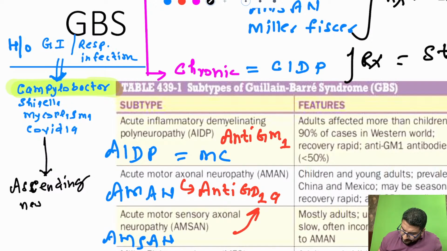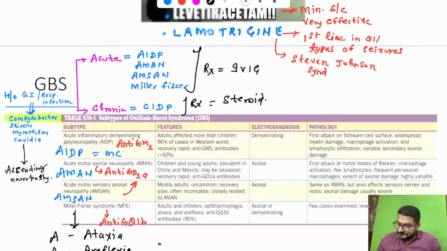Ascending means it starts from the legs and moves upward, right? So this is about your GBS. In acute cases, what we give is IVIG. In chronic cases, we give steroid.